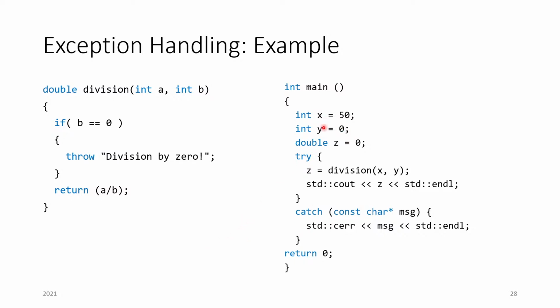You can then change y equals 0 here to some other value, and you will see that we no longer have to throw this error, and the catch block will not execute altogether because the program runs as expected.